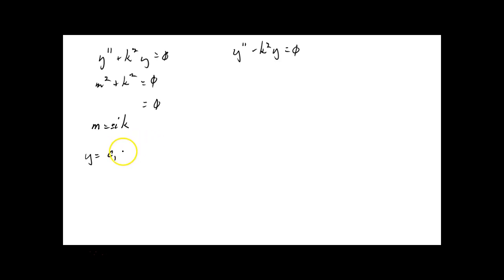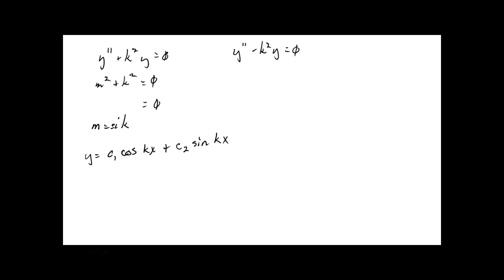C1, you don't have to have parentheses. Cosine KX. That's your beta. The K is your beta here. It's the thing that goes with the I, okay? Plus C2 sine KX. Okay, all right.